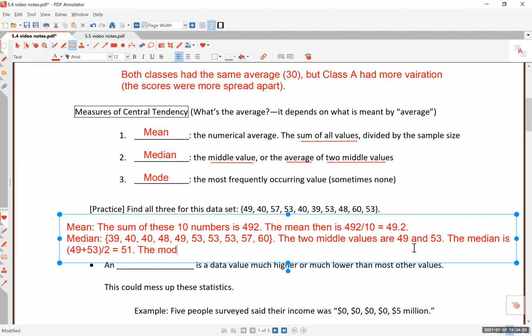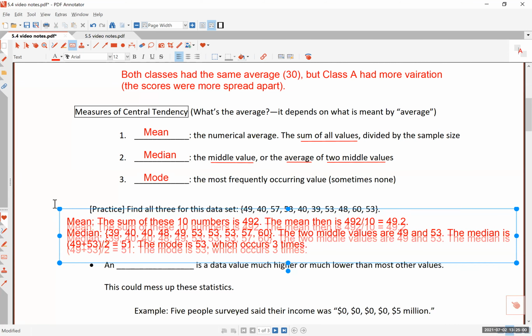The mode is the number that occurs most frequently, if you have such a number. And here you see 53 occurred 3 times. So 53 is your solution for the mode, because 40 only occurs twice and all other numbers occur only once. So the mode is 53, which occurs 3 times. All right, great. So that is what we can do to find the mean, median, and the mode.